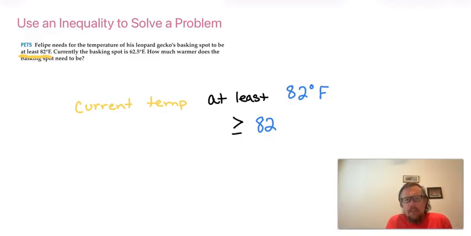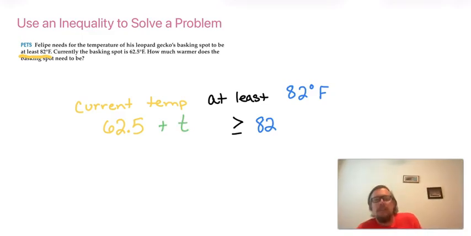Now the current temperature, it says, is 62.5 degrees, which is obviously not warm enough. We need it to be warmer. And the question it's asking is how much warmer, meaning how many degrees do we need to add onto the 62.5 in order for it to be warm enough for this gecko. So we need to add a certain amount of degrees. And the question is how many degrees? Let's use T for temperature.